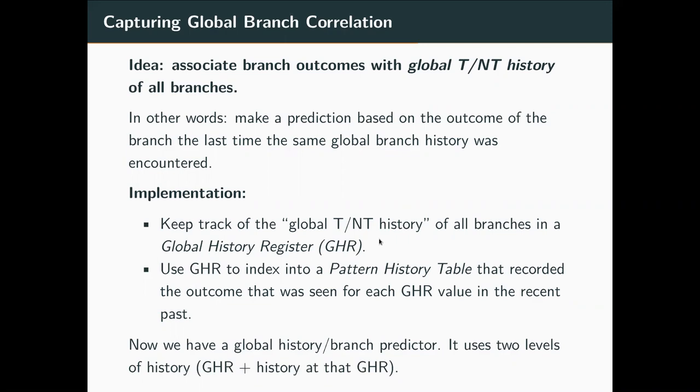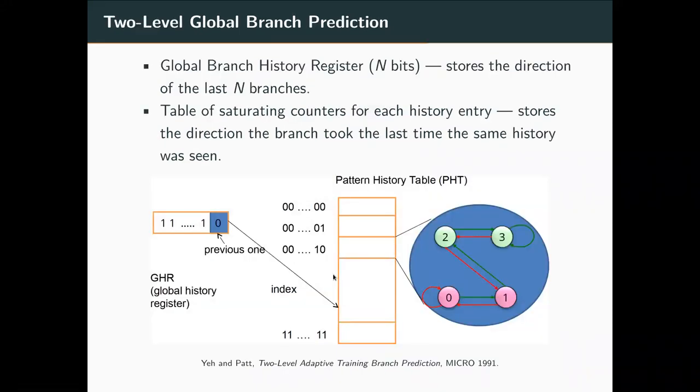So now we have this global history branch predictor. It uses two levels of history. It uses the history that we have from the history register, and then we use the actual history for that pattern in our pattern history table. So let's look at an example. I think it's useful to look at these diagrams and then work through what that means. So say we have our global history register over here. It's in bits, doesn't matter how many. It'll determine how large this pattern history table is, but we can vary it within reason.